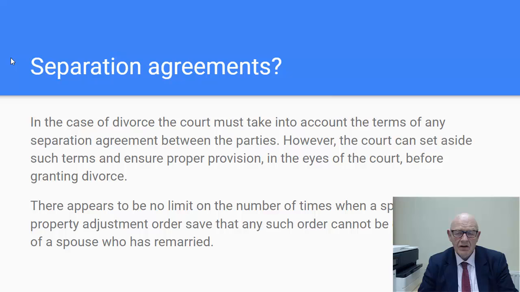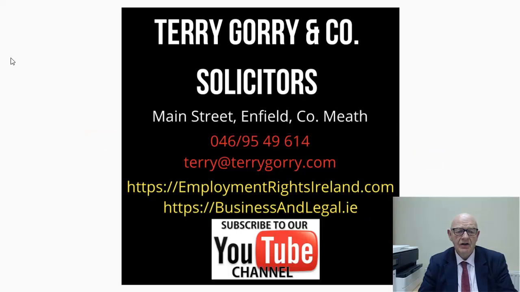There appears then as well, on foot of case law that we've seen, to be no limit on the number of times a spouse can seek a property adjustment order, save that any such order cannot be granted in favour of a spouse who has remarried. So this is the notion again of no clean break divorce. In other words, one of the spouses can go back for another bite at the cherry.